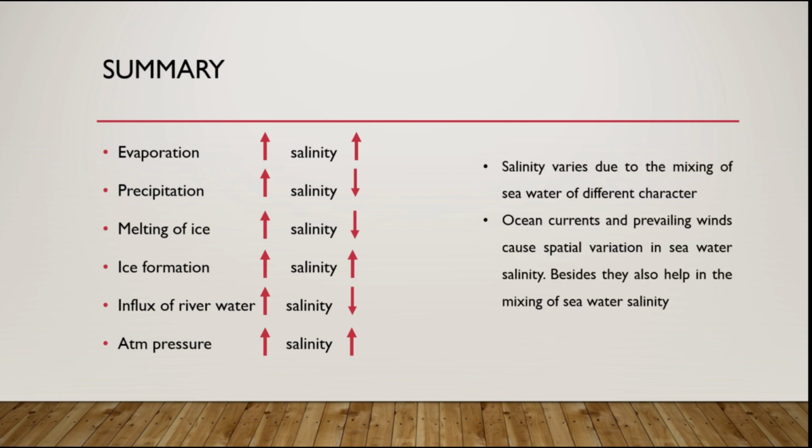Then salinity varies due to the mixing of seawater of different character. Ocean currents and prevailing winds cause spatial variation in seawater salinity. Besides, they also help in mixing of seawater.